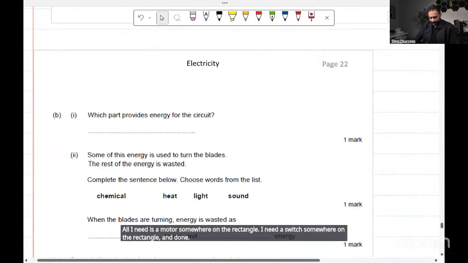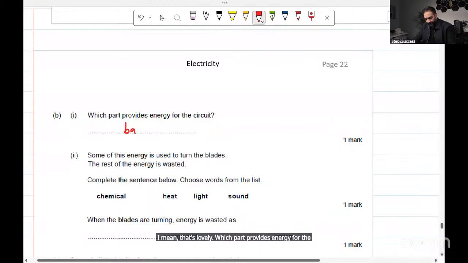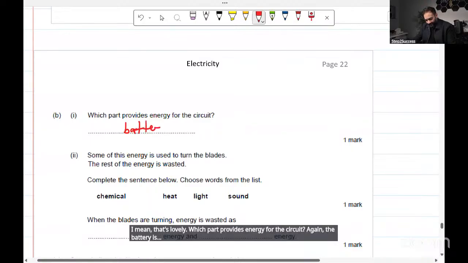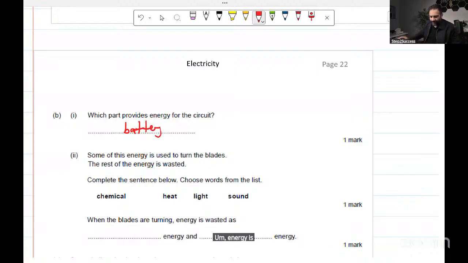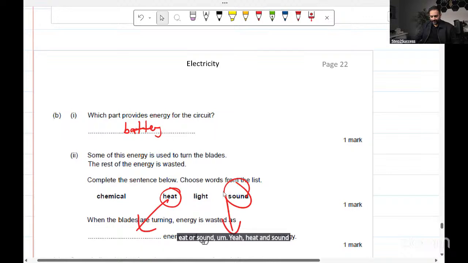I mean, that's lovely. Which part provides energy for the circuit? Again, the battery is the thing that provides it. Energy is wasted usually as heat. Let me just check what it says. Heat or sound. Yeah, heat and sound. Either of those two is the answer.